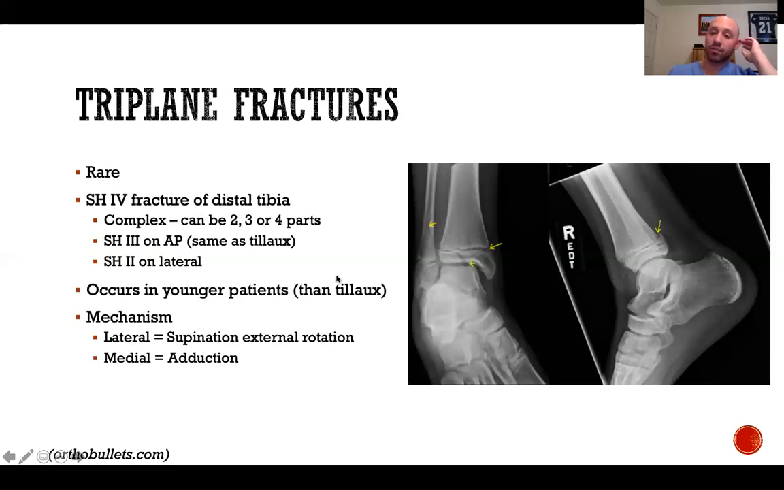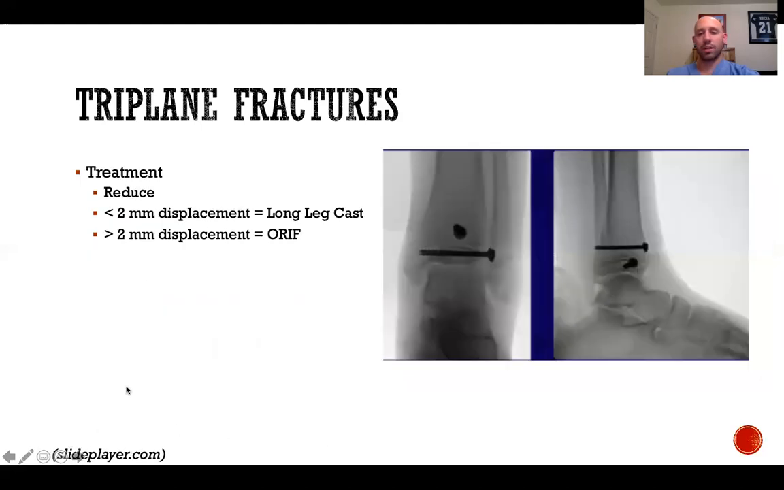And just of note, this is going to occur in slightly younger patients than the Tillaux, because if you remember back, the other areas of the ankle aren't fused yet. The anterolateral is the last to fuse. So to involve more areas of the ankle, they have to be slightly younger than patients that just have Tillauxs. And so how are we going to treat these?